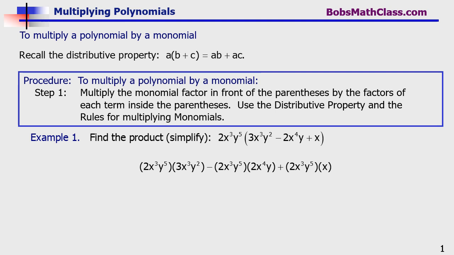And then the next one, think of it as a positive 2x to the third y to the fifth and a negative 2x to the fourth y. That second term is a negative because of that minus sign in front. And then the third term, when we multiply the monomial times x, we're going to get a positive. And the exponent on the x is just 1. Right, so there's your answer. 6x to the 6th, y to the 7th, minus 4x to the 7th, y to the 6th, plus 2x to the 4th, y to the 5th. All right, let's try another.